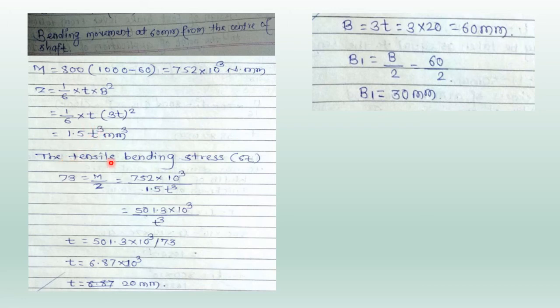You will get the equation in the form of T. Now the tensile bending stress sigma T equal to M by Z. Put down the value of M and Z. So you will get the value of T by rearranging. You have to perform some numerical calculation over here. This is all up to you. Calculate the small t, that is 20 mm.